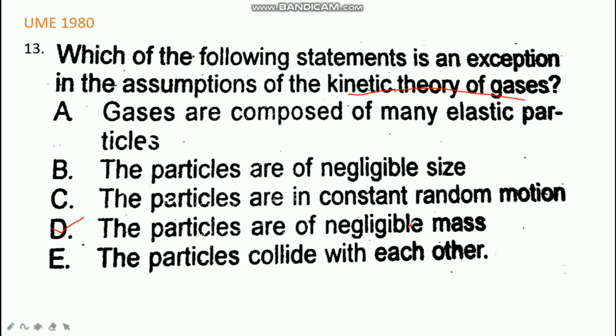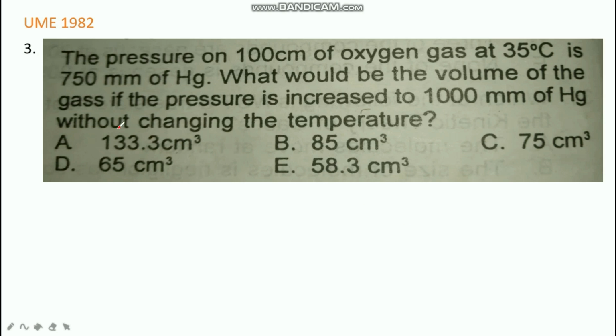That's why they always say, for a given mass of gas, the pressure is directly or inversely proportional to this, for Boyle's law. For a given mass of gas, the volume is directly proportional to absolute temperature. So you get the gist. So that's for that. And for the next one, which is 1982 question number 3.